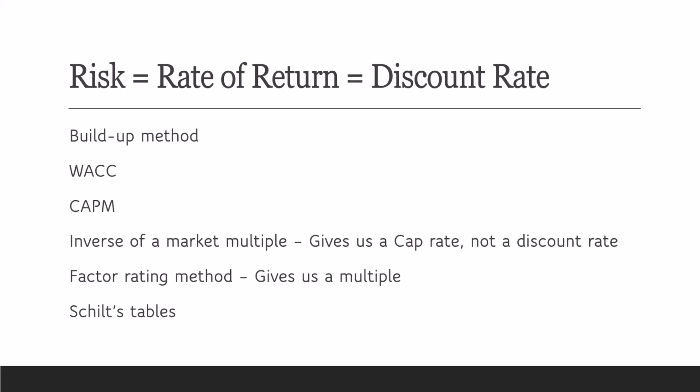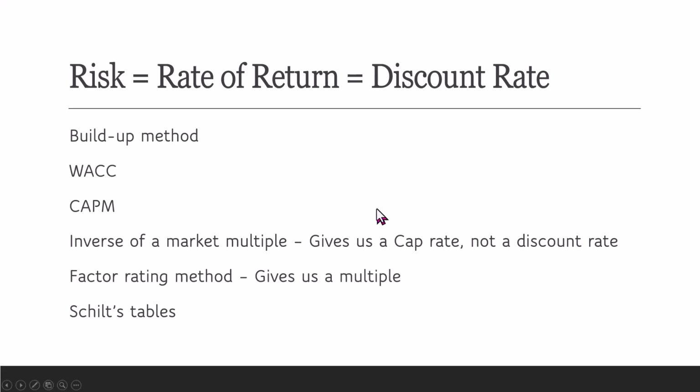So I have a little chart here summarizing a bunch of options we have. Risk equals rate of return equals discount rate. That's important to keep in mind. We have the build-up method, the weighted average cost of capital, the CAPM. We have all of those available. We also have the inverse of a market multiple, so we have deal stats. We look at the market multiple, come up with that, calculate the inverse, 1 divided by the multiple, which gives us a cap rate, not a discount rate. Cap rate plus long-term growth rate is the discount rate. There's a factor rating method, which also gives us a multiple, and something called Schilt's tables.